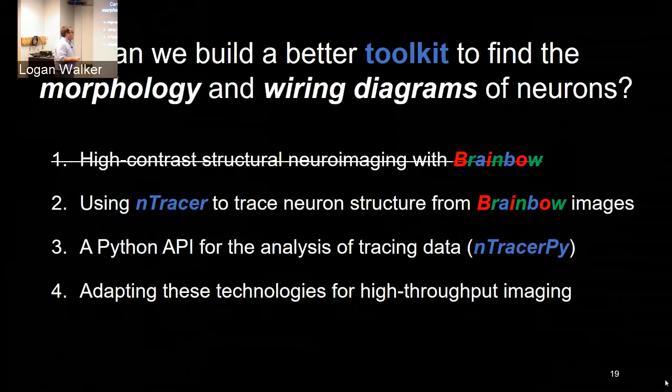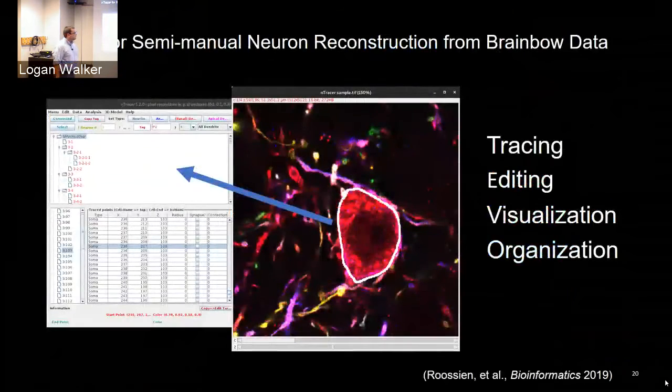Directly leading in from that, I'll tell you about our tool nTracer that does this. So essentially, nTracer is a plugin for a piece of software called Fiji. If you've ever done image analysis, you've probably heard of it because it's kind of the gold standard for open source image processing. And nTracer is a plugin for Fiji that allows you to do this sort of structured annotation that I was telling you about a second ago. These are just keywords, but it allows you to trace, edit, visualize, and organize these annotations by code.